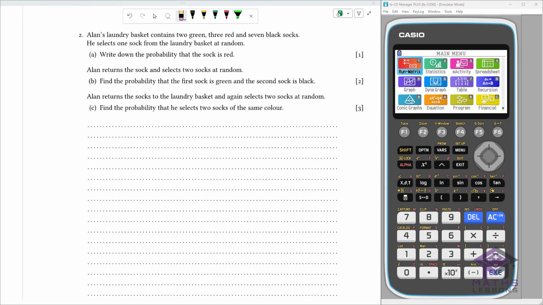Okay, I'm just going to quickly go through the test answers from just before half term. Now, I'm not going to do question 1 because everybody got it correct. So let's have a look at question 2.